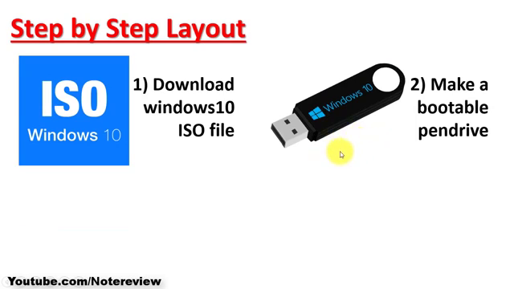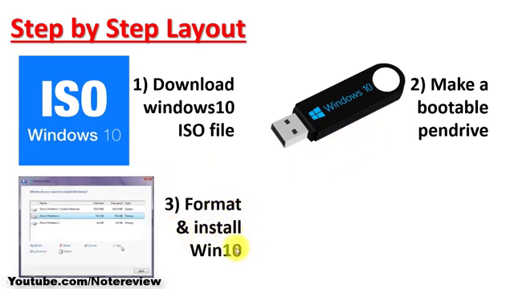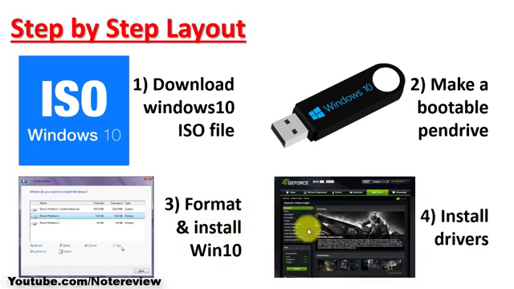Once you have made a bootable pen drive, you are ready to format your disk and install Windows 10 on that laptop or PC. And lastly, after the installation, you have to update all the drivers required, in case they are missing. So this was the brief introduction. Now let me guide you through all the required steps.